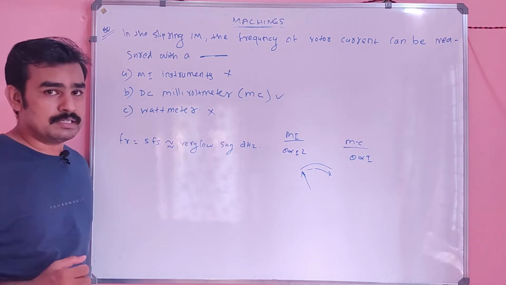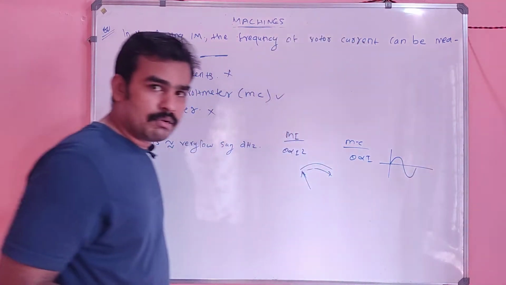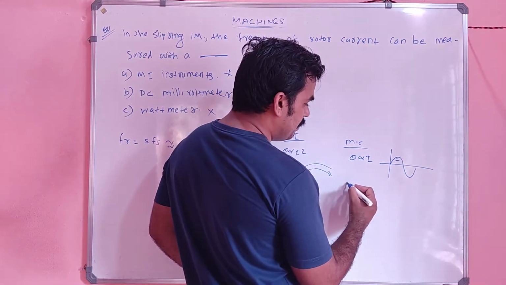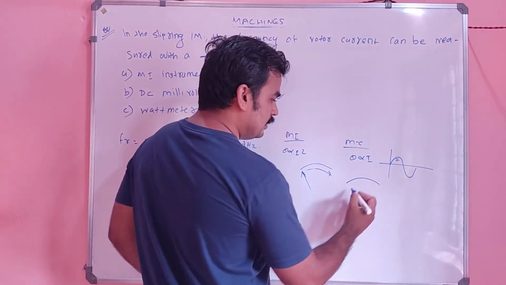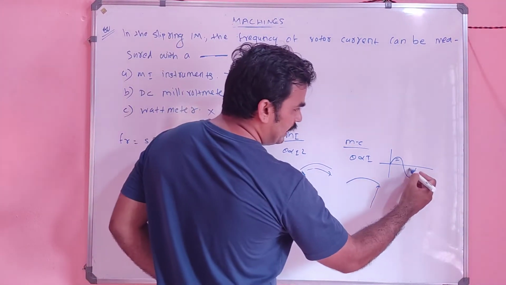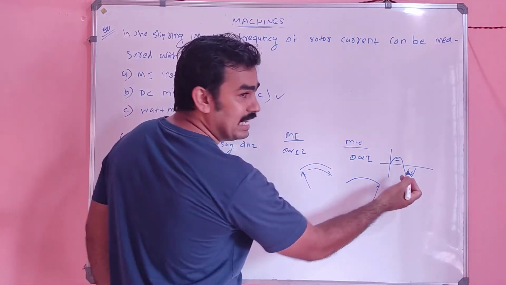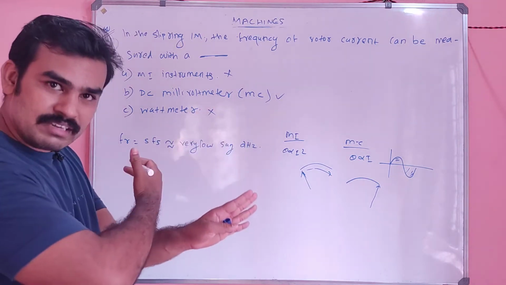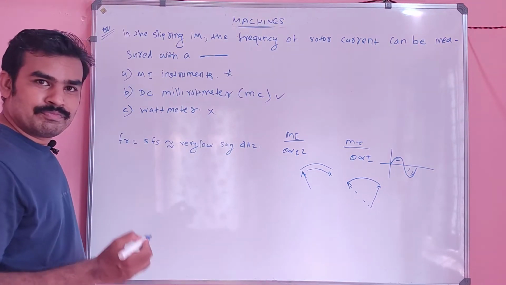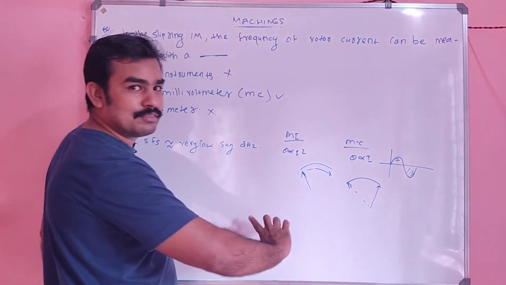I. That means if this is the supply, of course in the rotor circuit AC will be generated, right? For the positive half cycle, the deflection will be in the positive direction, so the pointer will be like here. For the negative half cycle, theta will be proportional to minus I, so the deflection will be in the reverse direction, and the pointer will come here.